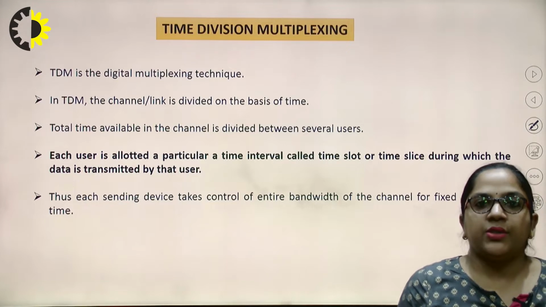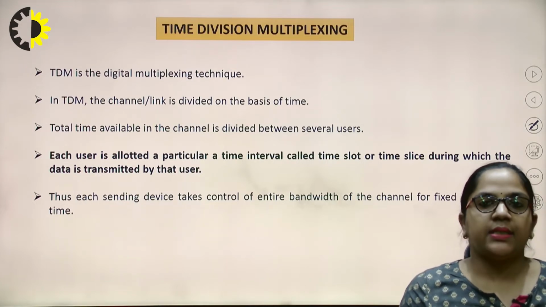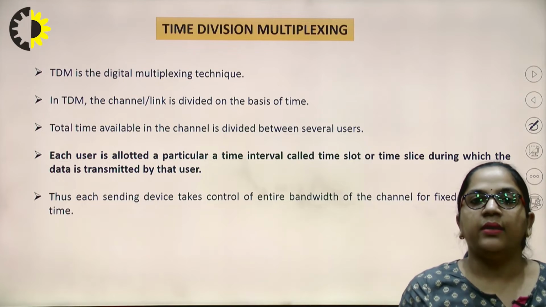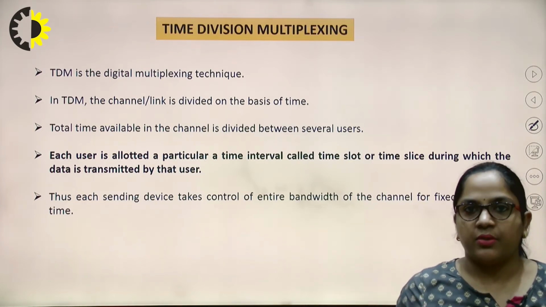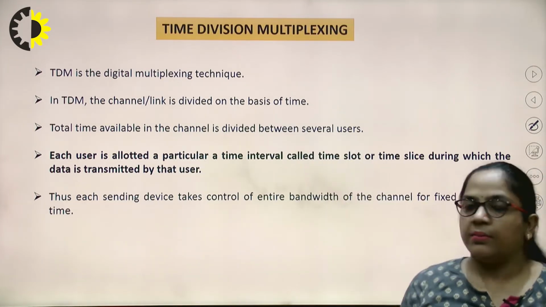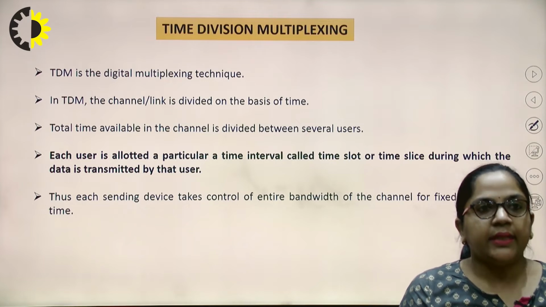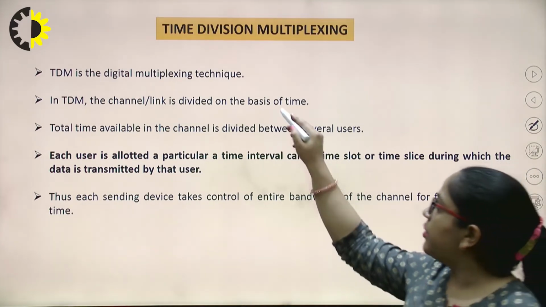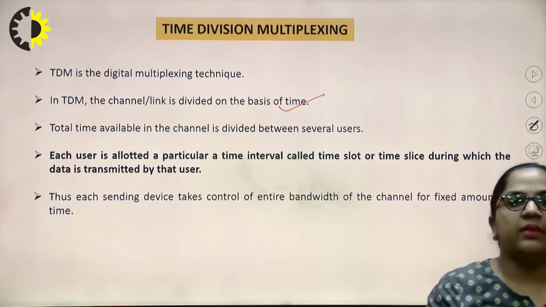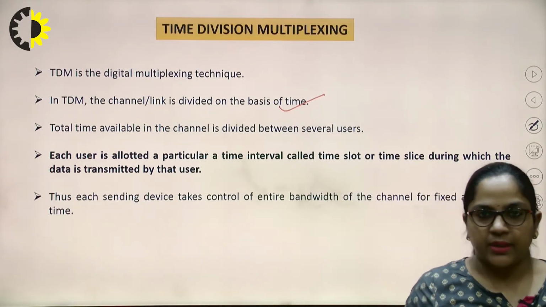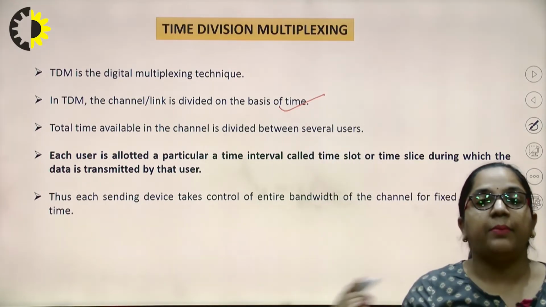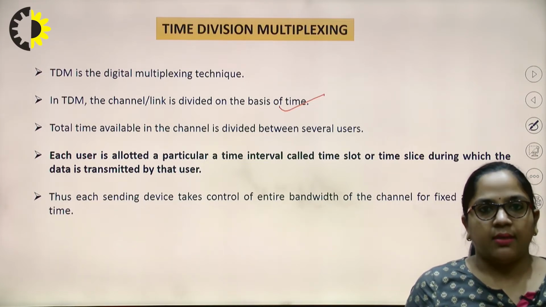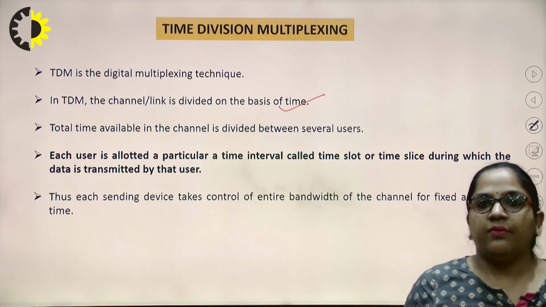What we do in the time division multiplexing technique, as the name suggests, is divide time into particular slots for performing multiplexing. In TDM, the channel or the link is divided on the basis of time. Here, the division will be done on the basis of time. That is why it is called TDM, time division multiplexing. The total time available in the channel is divided between several users.